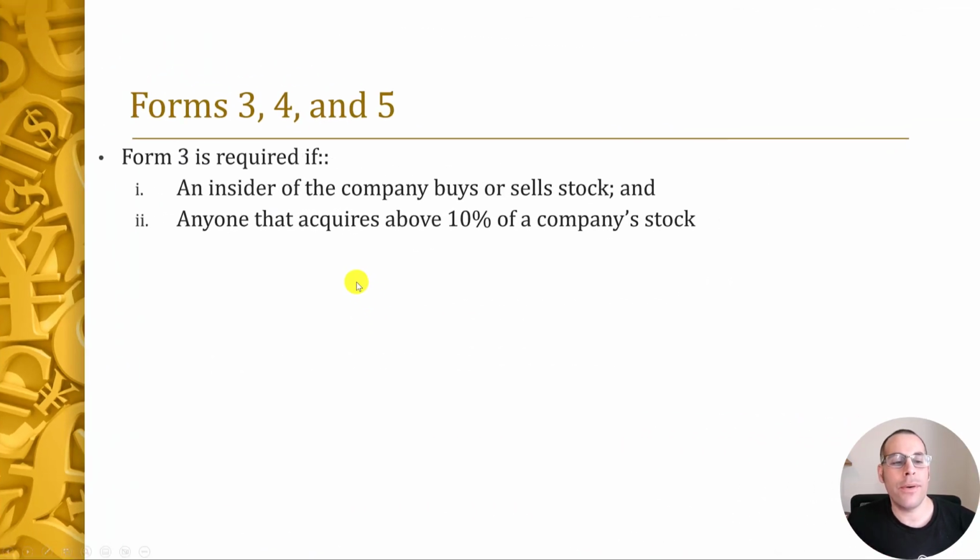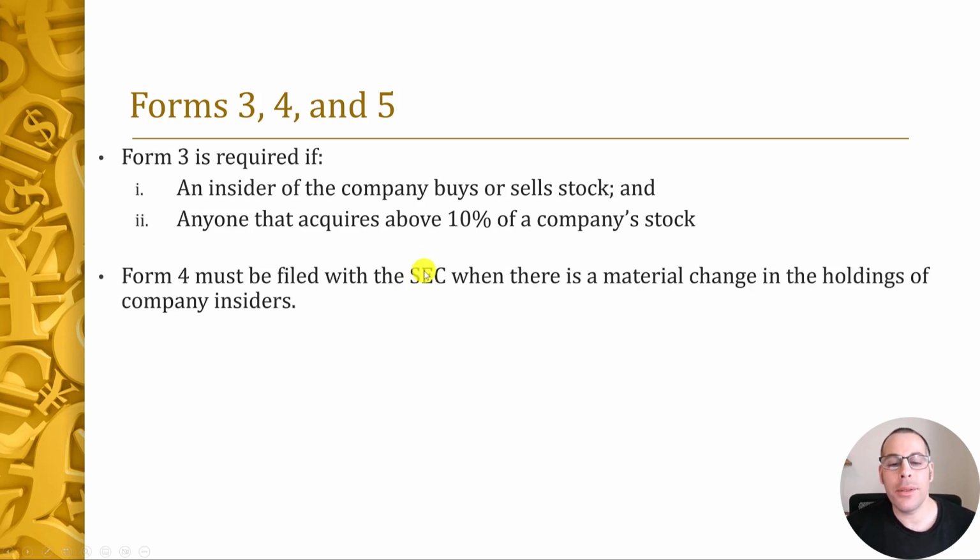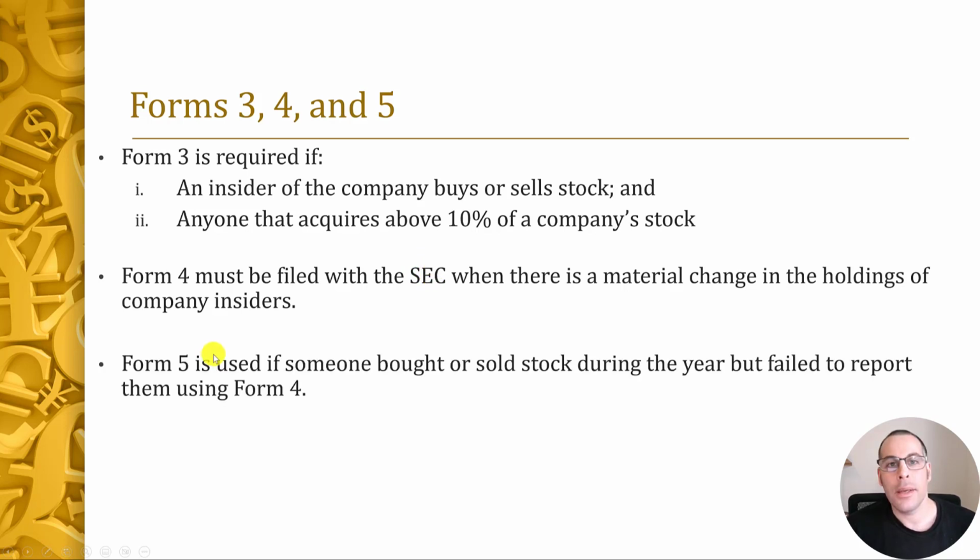Forms 3, 4, and 5. Form 3 is required if an insider buys or sells stock in that company. Let's say Warren Buffett wants to buy 15% of a company. He has to file a Form 3 letting the public know that. So anybody who owns more than 10% of a company has to file a Form 3. Form 4 must be filed when there is a material change in the holdings of insiders. If someone forgets to file Form 4, they should file Form 5 at the end of the year.